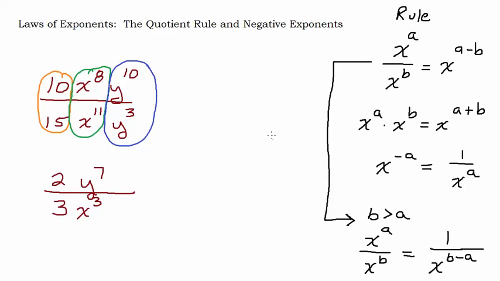All right, and that's the quotient rule. So the big thing with the quotient rule is to subtract the exponents, subtract the smaller one from the bigger one, and then put the answer wherever the bigger exponent resided. If the bigger exponent resided in the denominator, put what you have for your x's in the denominator. In the case of the y's, the larger exponent was in the numerator, so I'm going to have y to the 7th in the numerator. Okay, let's look at some more difficult examples that have negative exponents in them.